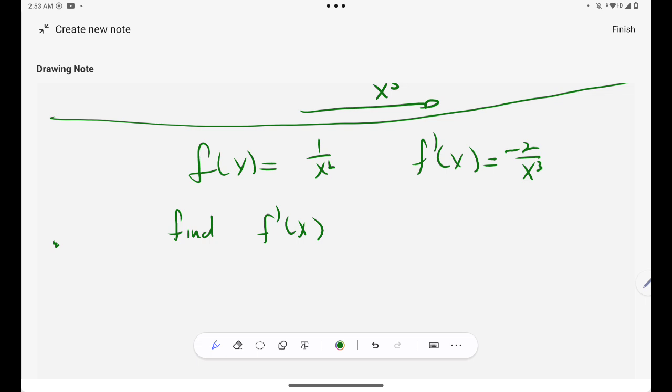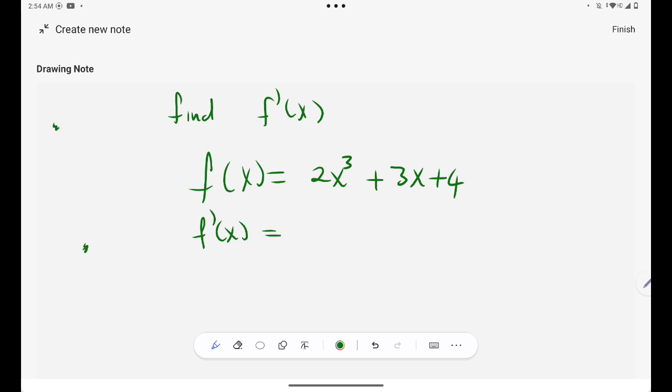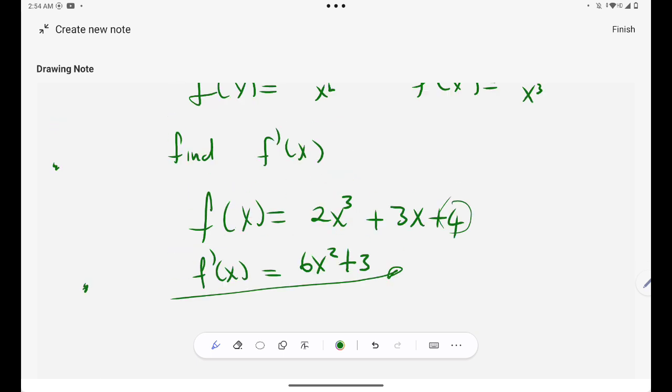Are you together? So if I have something like f of x is equal to 2x cubed plus 3x plus 4, I know that my derivative, you can do it by using first principle, you should find 6x squared plus 3. The derivative of 4 will give me 0. So this will be my answer. Are you together? I can do that by not using first principle, just by using the rule.